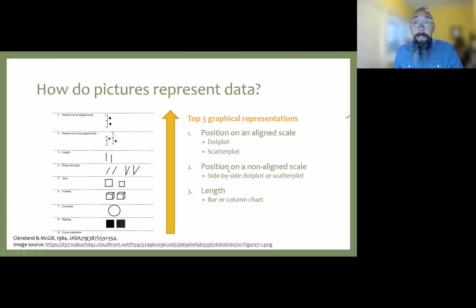Second to that was position on a non-aligned scale. That sounds a little confusing. It basically just means 2 side-by-side dot plots. So they're not all in the same graph space, but they have the same scale. They have the same range of the scale. So it's two side-by-side plots. And third is length. So lots of love for bar charts, and if you like to flip them the other way, column charts.